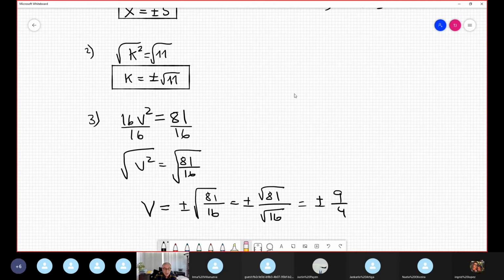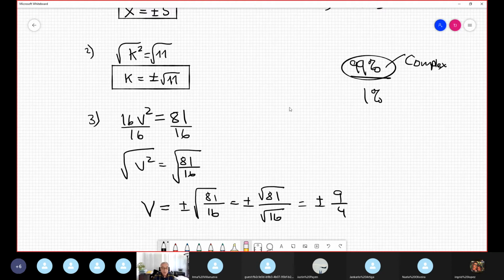Two solutions. Normally a quadratic equation, 99% of the time, has two solutions. Only 1% has one solution. And the other 99% include sometimes complex solutions, when you have the square root of a negative number, right? Okay. That was number 3. Any questions so far?